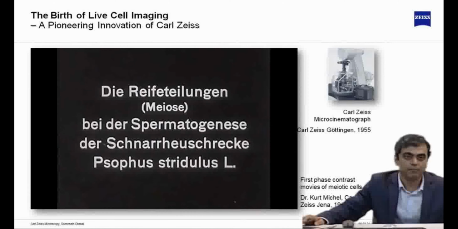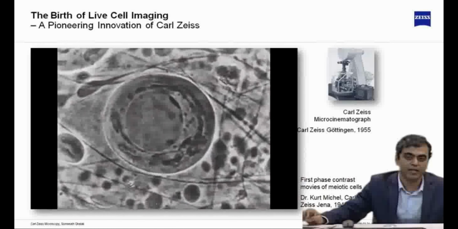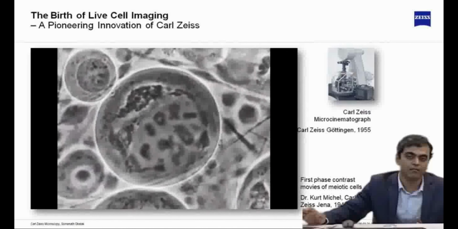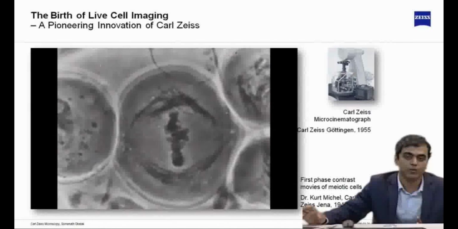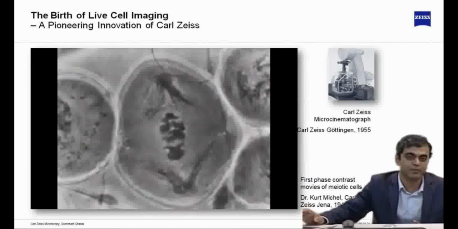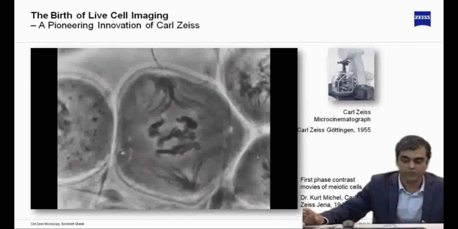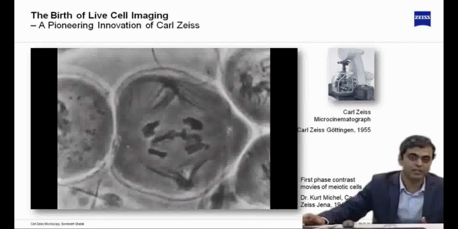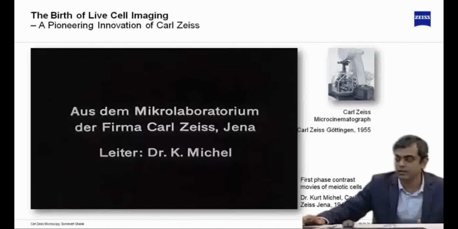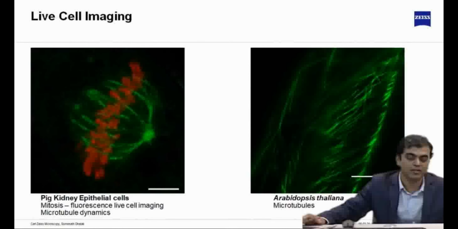So, the birth of live cell imaging, this is a short video. It goes back to 1945, a microcinematograph, where we can see for the first time an active process, cell division, videographed in the form of a movie. And with years of advancement, these things have been much more improved.